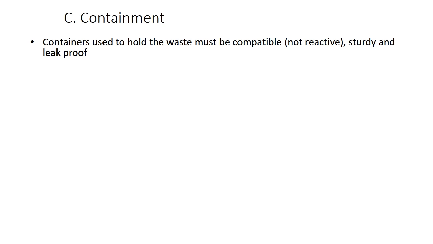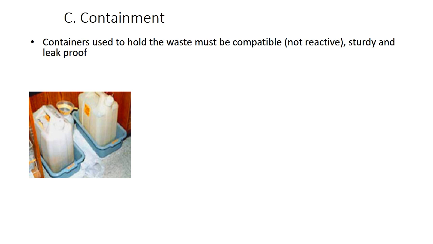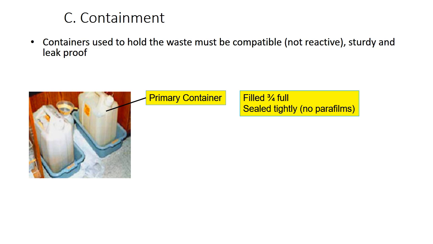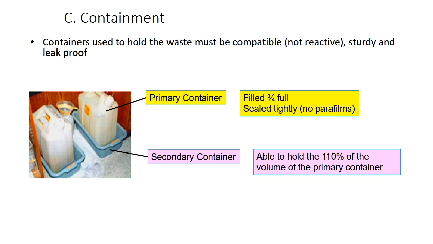Waste containment. Containers used to hold the waste must be compatible, not reactive, sturdy and leak-proof. Liquid chemical waste which is stored in a primary container should be placed in a secondary container. The primary container should be filled 3/4 full and sealed tightly with no parafilm. The secondary container should be able to hold 110% of the volume of the primary container.